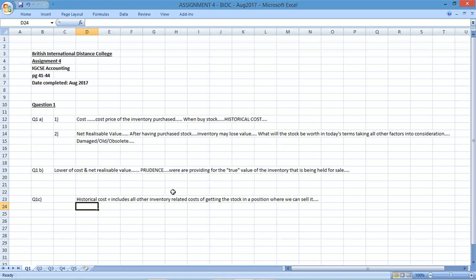So we don't know which system is being used here, periodic or perpetual. I would assume that they're using perpetual, because then they're going to include the carriage inwards in the actual cost price of the stock. If I assumed that they were using periodic, then I would record the carriage inwards on inventory as a separate line item, but that would obviously affect the cost of sales calculation for this particular business. All I'm going to do here is record the total value of inventory as it would be disclosed in the statement of financial position at 30 November 2015, and we're going to show calculations.